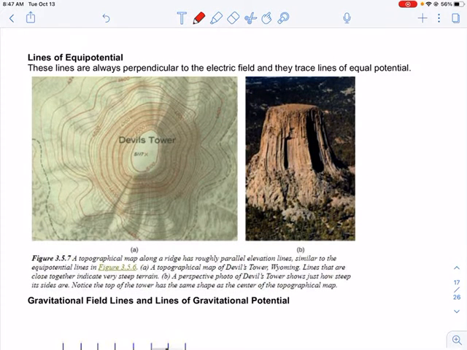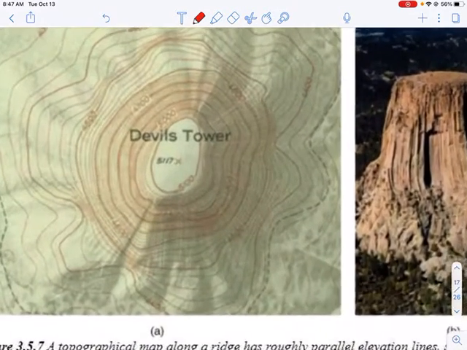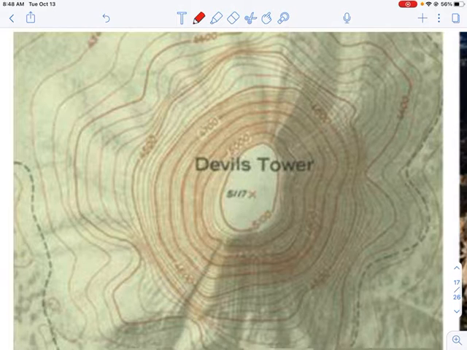Okay, next I'm going to introduce a concept called equipotential, or lines of equipotential. And I'm going to start again with a gravitational analogy. I don't know how many of you have seen this place in Wyoming, Devil's Tower. It's a really cool geographical feature. It sticks up out of the ground, but if we want to show on a two-dimensional map what the contour of Devil's Tower is, we use something called a contour map.